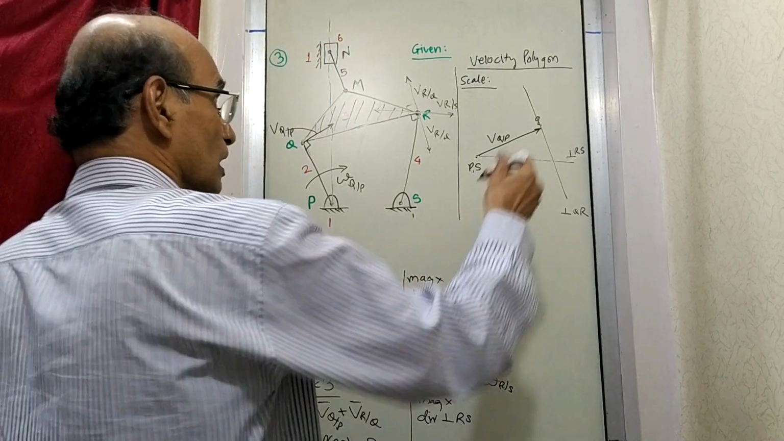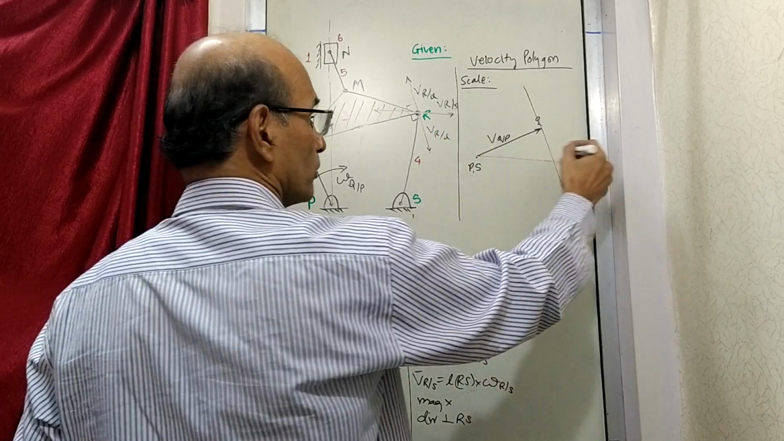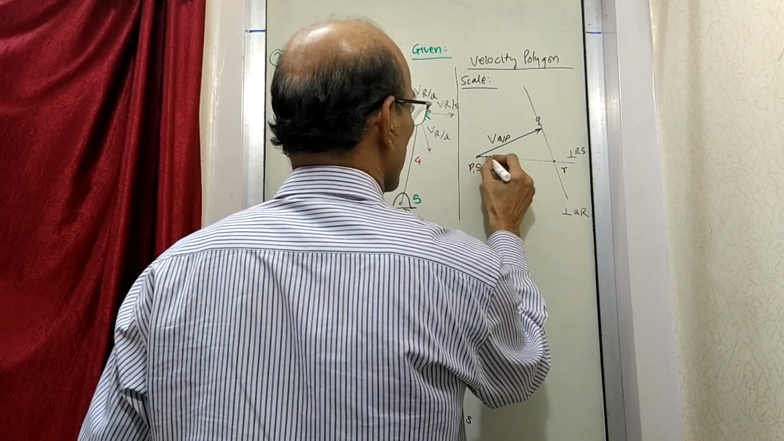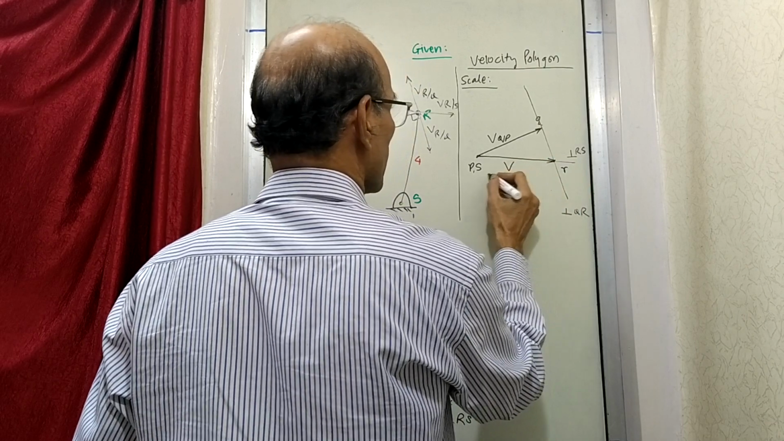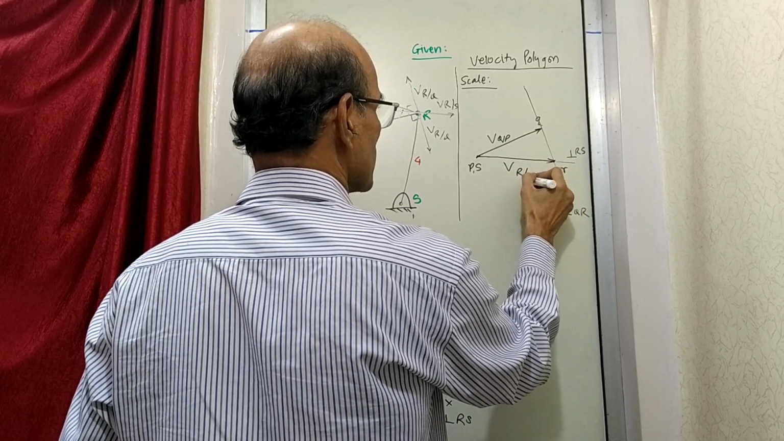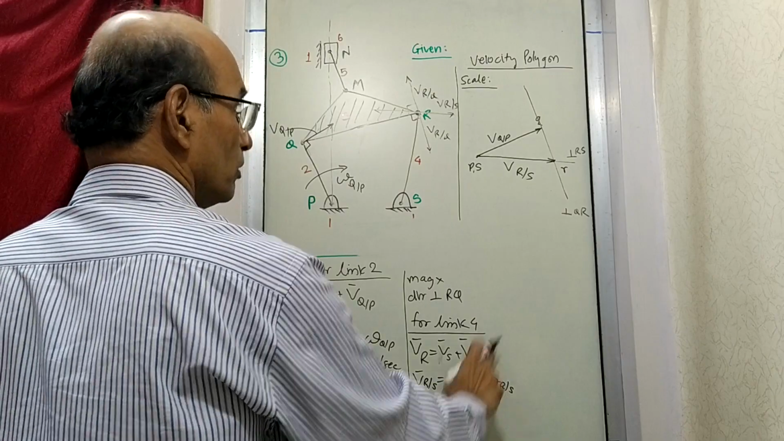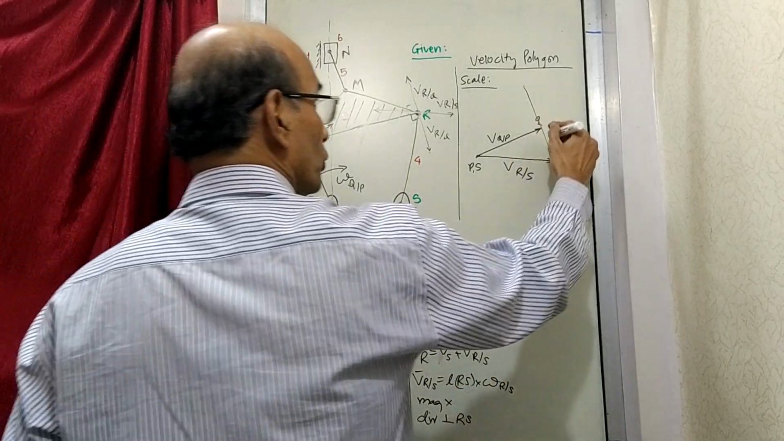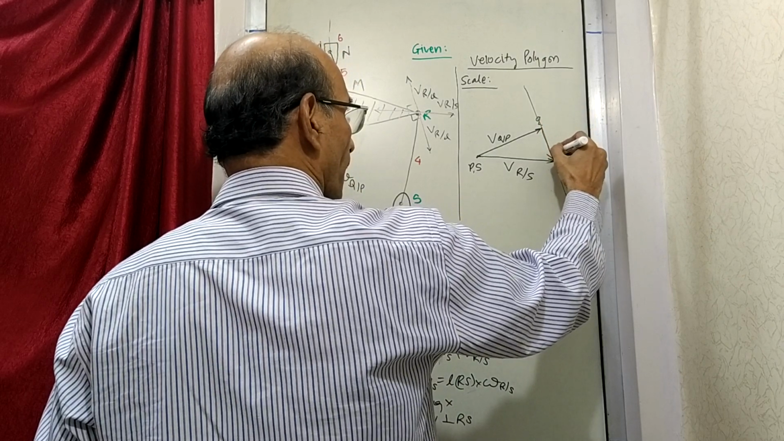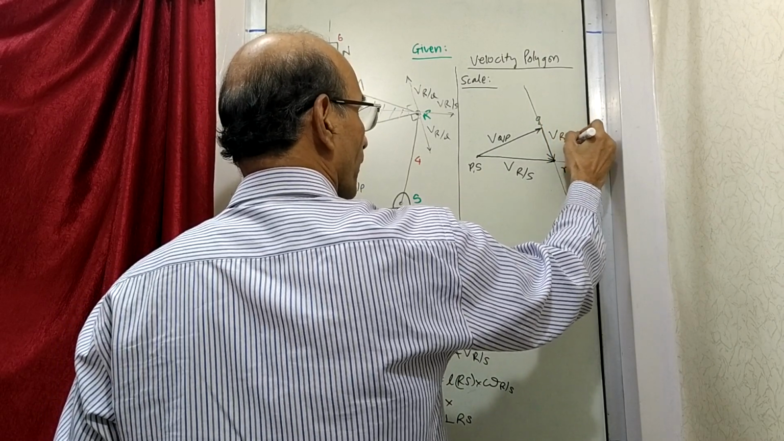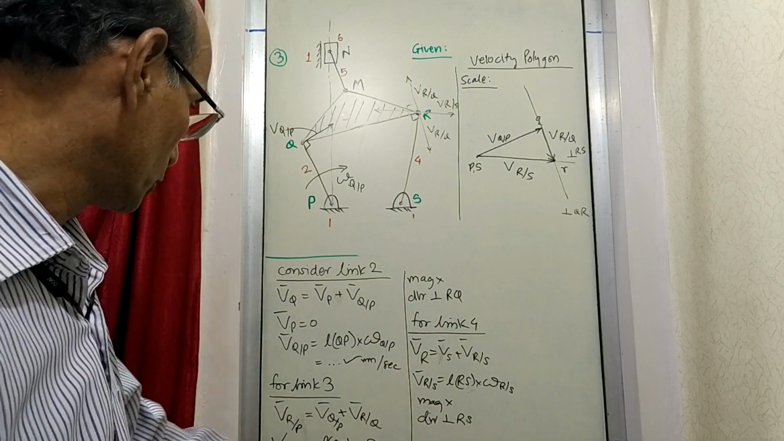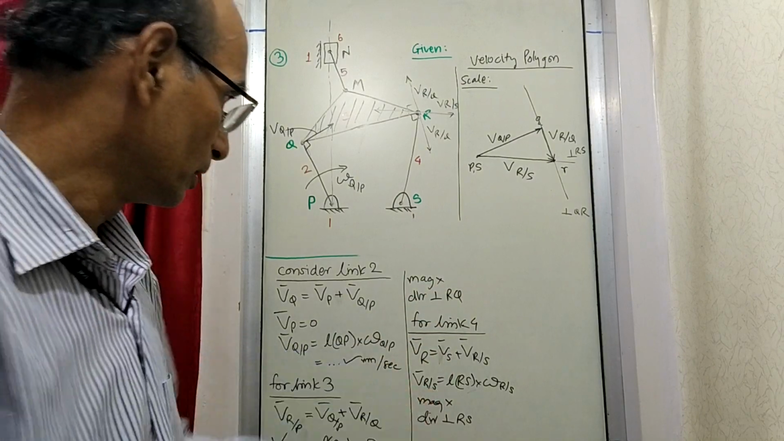Now since R is lying on this line and R is also lying on this line, we call this point R. Once this is done, this vector is final. This is the velocity of R with respect to S, which we wanted to find out. And the other vector, velocity of R with respect to Q, is this vector. So these vectors which we did not know are now obtained.